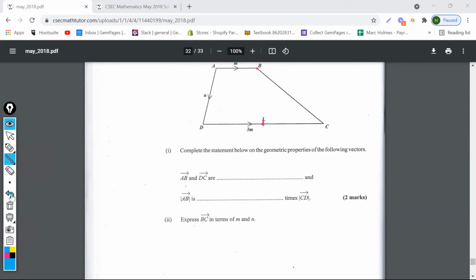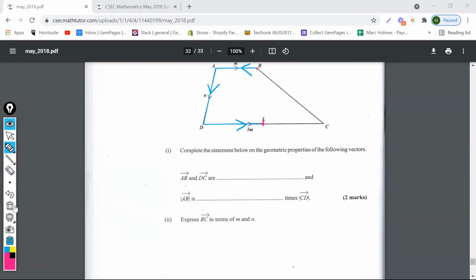Let me do it in blue. So I have to go this way again. I have to go down again, and I have to go to the right. But in this case, guys, it's half. It's a midpoint we're going to. So we're going the opposite direction, downwards, and then half of DC.